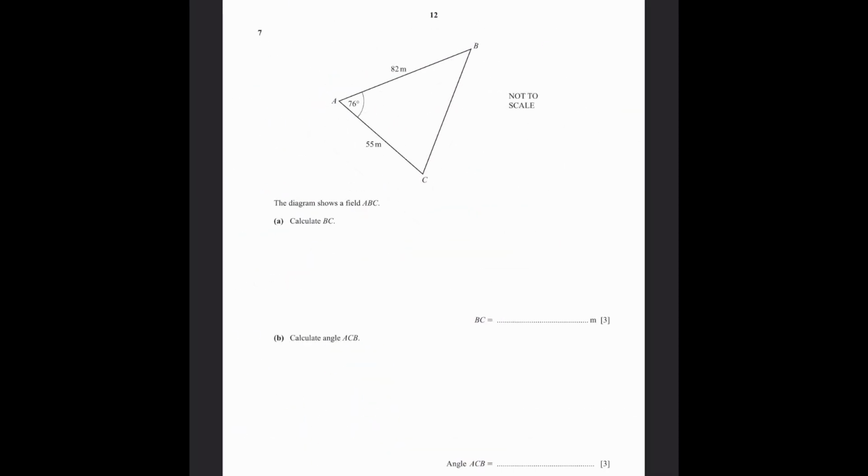Question 7. The diagram shows a field ABC. A. Calculate the length BC. We know two sides, and we know the angle enclosed by these two sides. So we can find the third side using the cosine rule. Because it's opposite the angle A, we can label it as side A. This is side C, this is side B. So A squared equals B squared plus C squared minus 2BC cosine A.